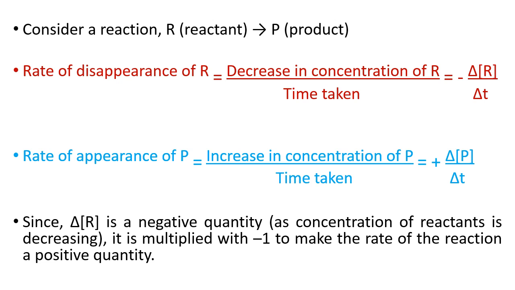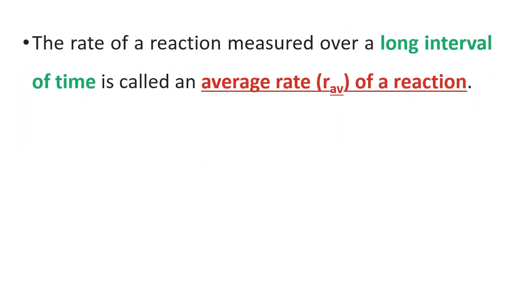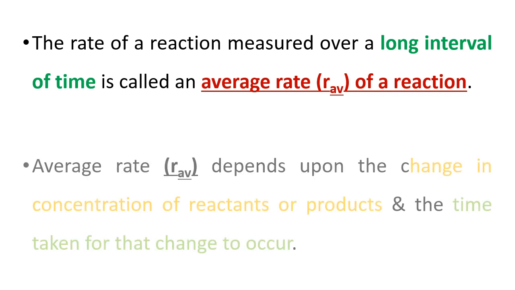Since delta R is a negative quantity, as the concentration of reactants is decreasing, it should be multiplied by minus 1 to make the rate of a reaction a positive quantity. The rate of a reaction measured over a long interval of time is called the average rate of a reaction. This average rate depends upon the change in the concentration of reactants or products and the time taken for that change to occur.